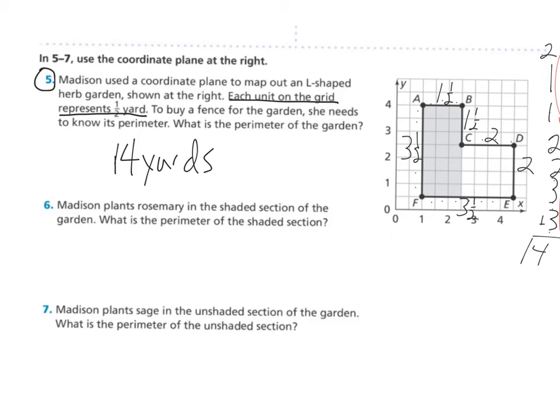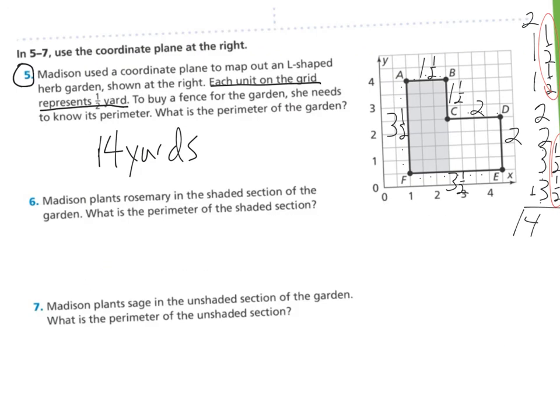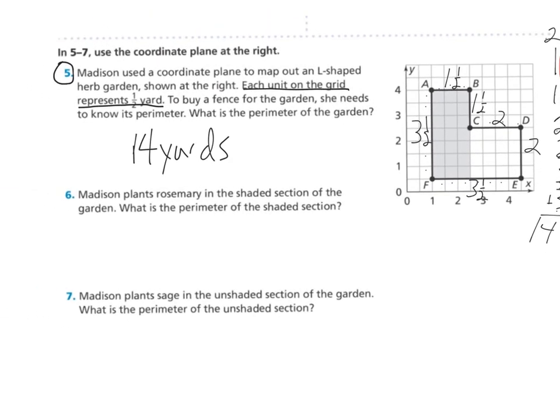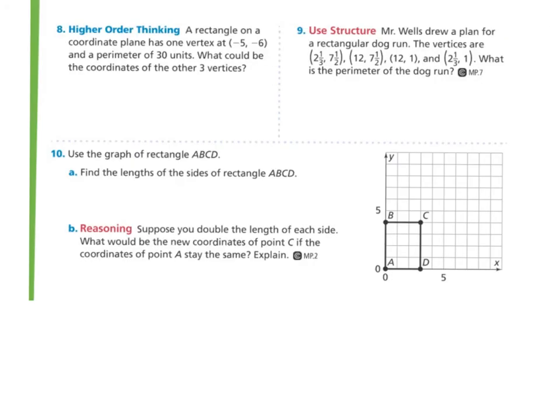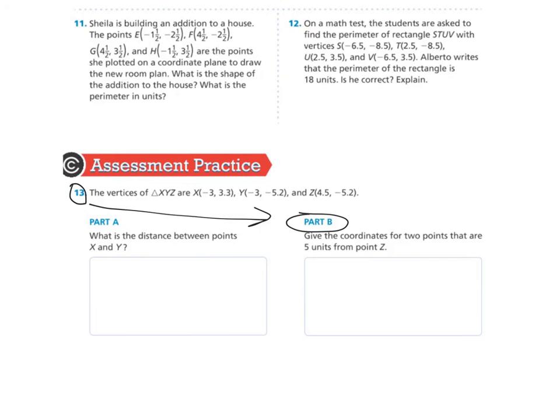Okay. And 6 and 7 kind of follow up with that. Kind of similar type questions. So we're going to skip over to 13, part B. We have the vertices of a triangle given, and it says give the coordinates for 2 points that are 5 units from point Z.